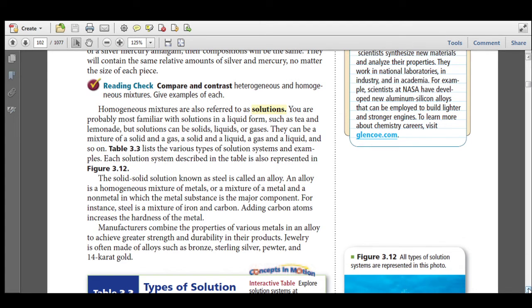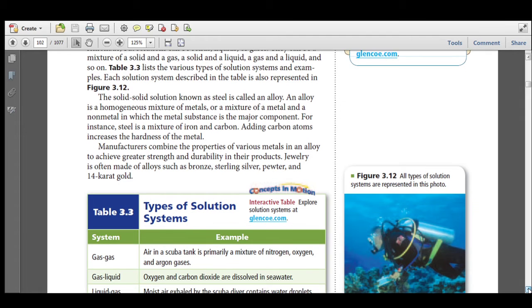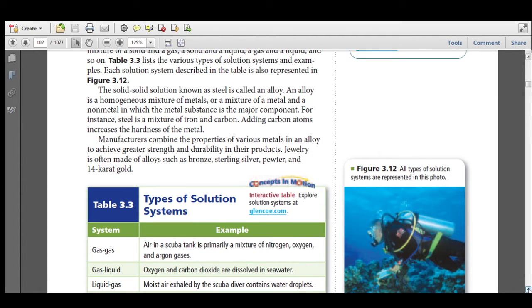The solid-solid solution known as steel is called an alloy. An alloy is a homogeneous mixture of metals, or a mixture of a metal and a non-metal in which the metal substance is the major component. For instance, steel is a mixture of iron and carbon. Adding carbon atoms increases the hardness of the metal. Manufacturers combine the properties of various metals in an alloy to achieve greater strength and durability in their products. Jewelry is often made of such alloys, such as bronze, sterling silver, pewter, and 14-karat gold.